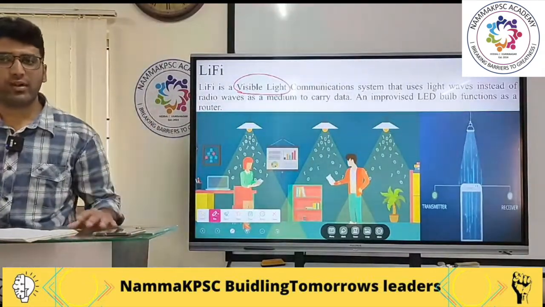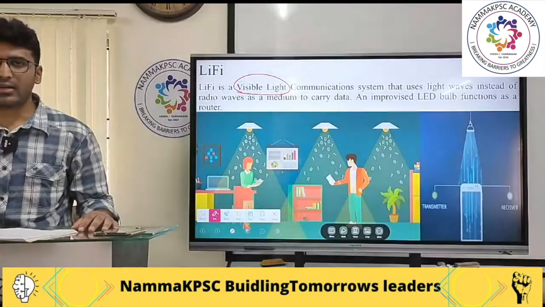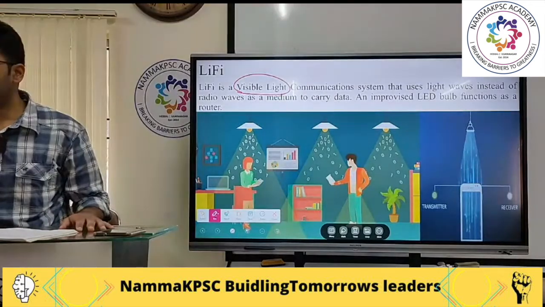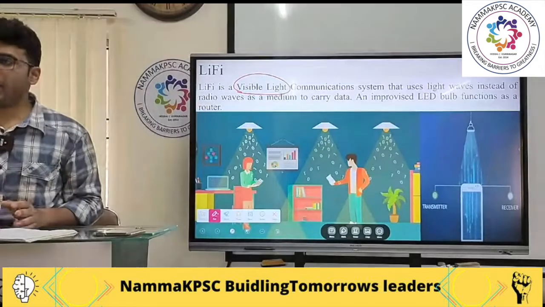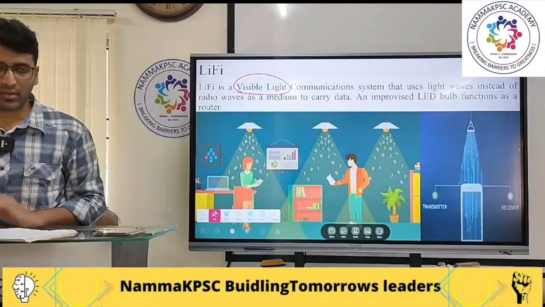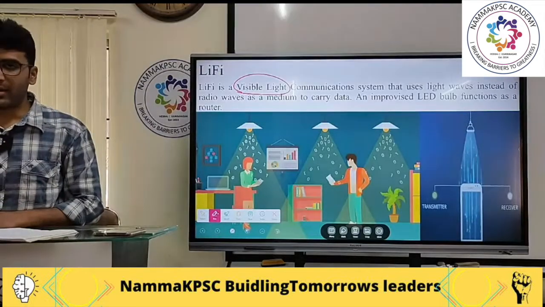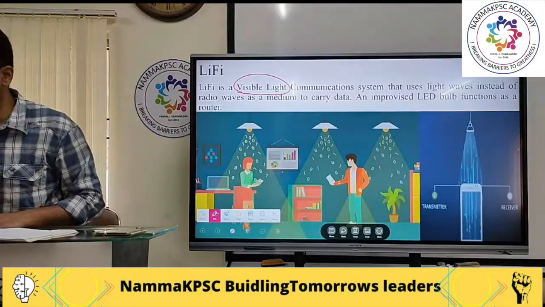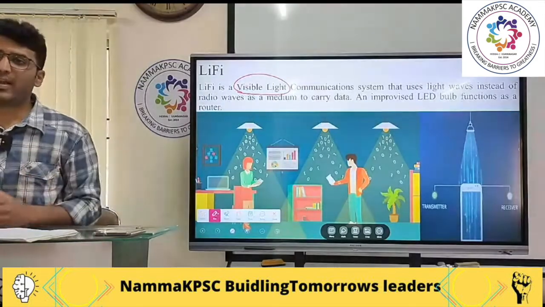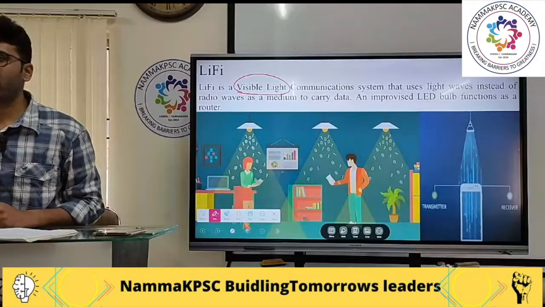Light is available everywhere. It is available free of cost, correct? It is of higher frequency, therefore it is able to carry more data. In terms of information density, it is even higher. Transmission of data is at a higher rate. Internet speed can be very high, and it also offers security.